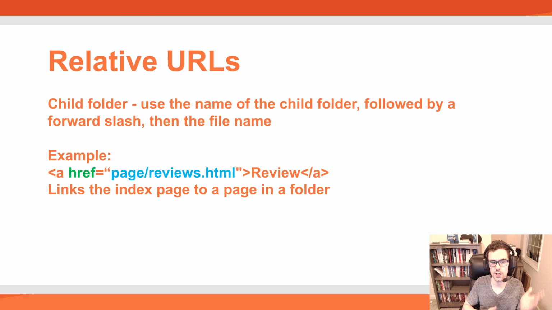Then we've got the child folder example here, and you use the name of the child folder followed by a / and then the file name. So as an example here, this links the index page to a page in a folder. The page that we're linking to is reviews.html, and it's in the pages folder. We're linking the index file to that, and that's why we would use that line of code.